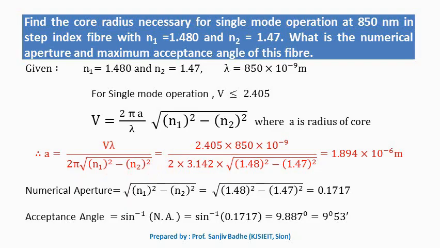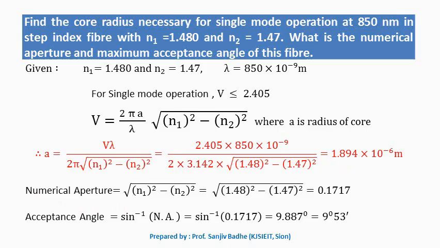Now just put the values and we can calculate the radius of core as 1.894 into 10 raised to minus 6 meters. So this is actually the maximum value of the radius for the single mode operation. So radius of the core of the optical fiber must be less than this value.